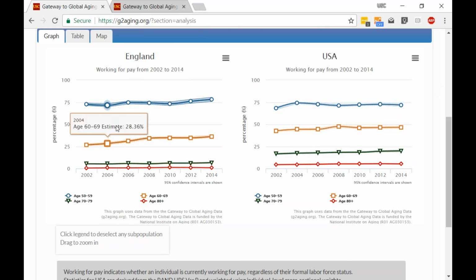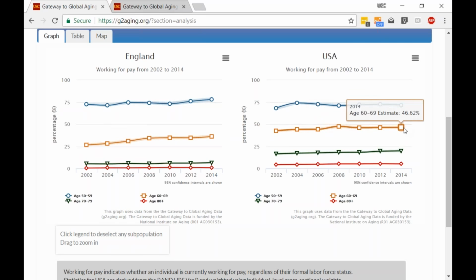One of the things that you can see in this graph here is that for this group in England, people aged 60 to 69, in 2002, we would estimate around 26% of the English population who were 60 to 69 were working for pay. But then by 2014, 36% of them were. So that's really quite an increase. You can see compared to the US, there's a little bit of an increase, but it looks like much more slight than what you see in England. So this is a good way to compare things across country. These are population estimates, which means they've already included the population weights provided by those surveys to produce these estimates.